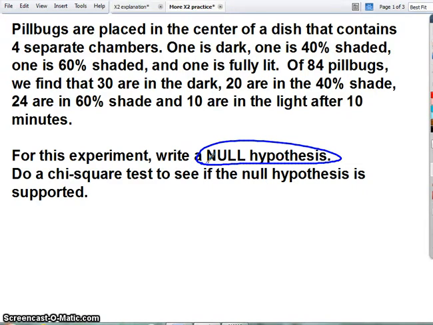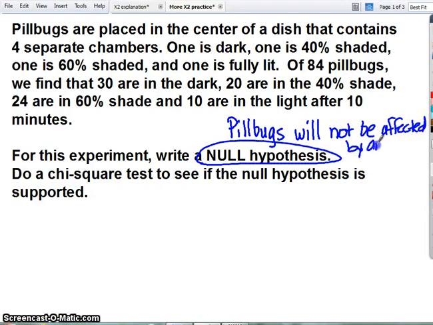Even if you think they're going to prefer the dark to the light, how are you going to make a hypothesis? If you think they prefer the dark, what are you going to say? They're all going to be in the dark, half of them are going to be in the dark. You're not really going to know what to predict. So instead, you're going to make a null hypothesis that basically just says pill bugs will not be affected, or something along those lines. They will not be affected by the amount of light. That way, if it does fail the chi-square, you have proven that there is a statistical difference, that they do seem to have a preference.